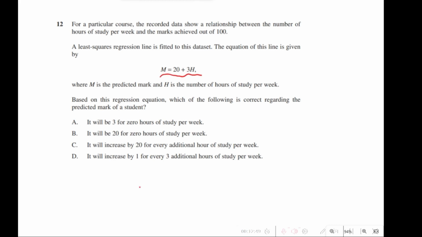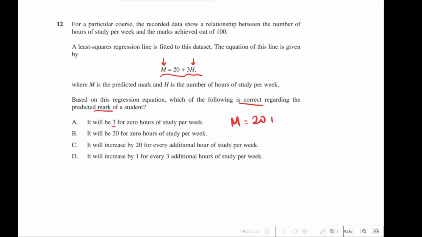And so that's given in this equation here, where M is the mark and H is the hours you study. So this shows the relationship between the hours you study and the marks you get. So which of these is correct? If we look at option A, it says that the predicted mark will be 3 for 0 hours of study. So let's sub in 0 into H and see what we get.